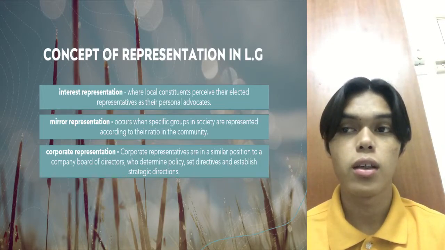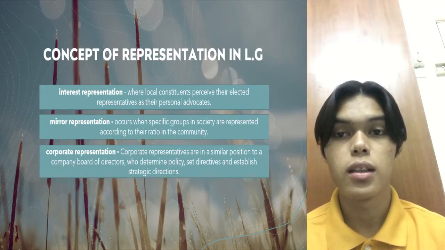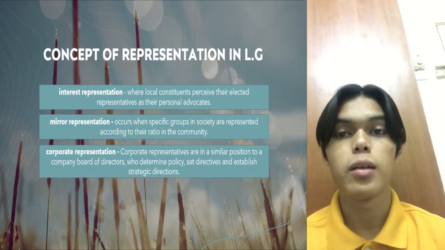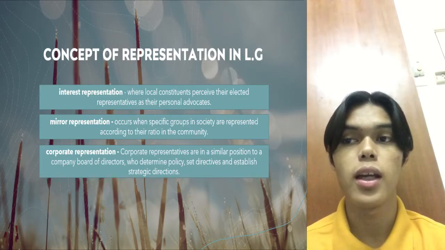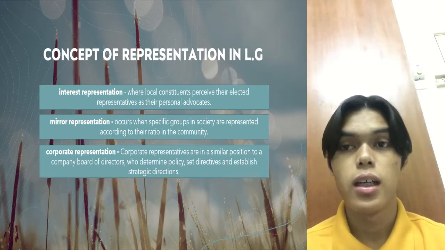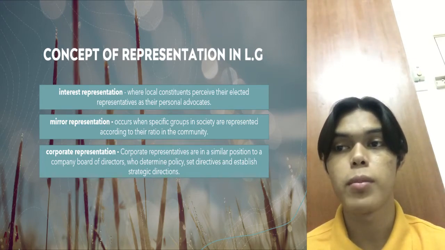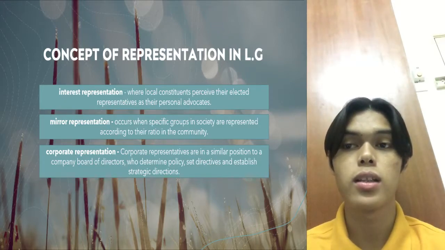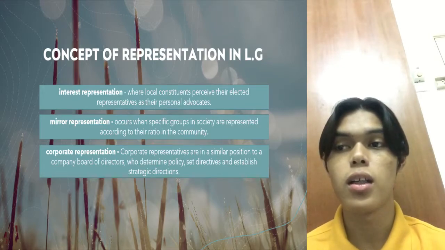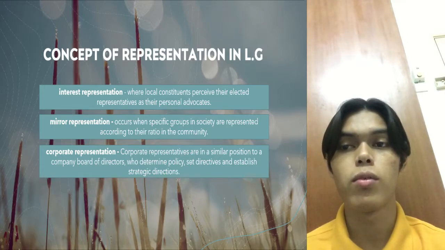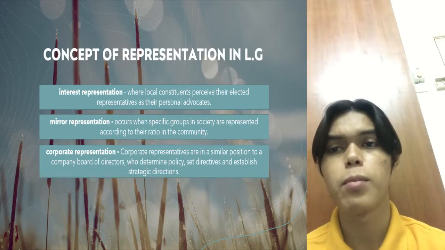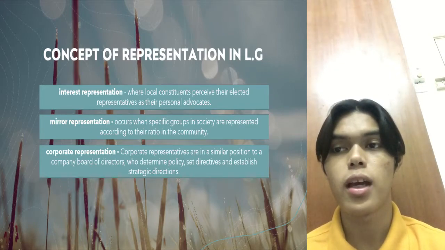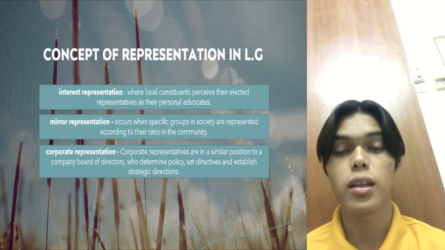There are a few types of representation in local government, such as interest representation, corporate representation, and mirror representation. The first one is interest representation, where local constituents perceive their elected representatives as their personal advocates. Individual electors not only use their local member to pursue interests related to their particular local circumstances, whether they be personal, sectional, or altruistic, they also hold them responsible for any activities that interfere with their particular interests. Local representatives are expected to act as advocates of particular local interests, and local representatives may be members of a broader party and thus draw votes on the basis of party loyalty.